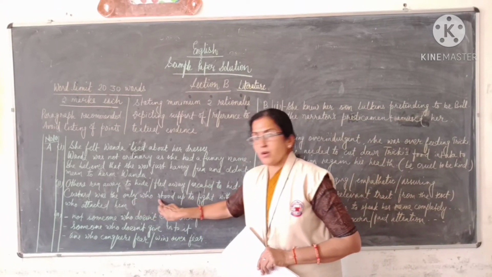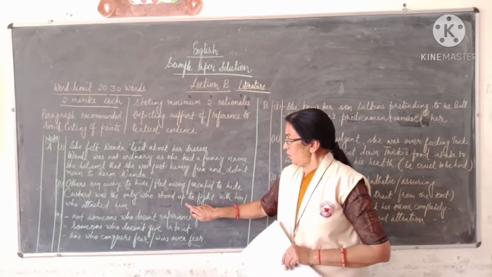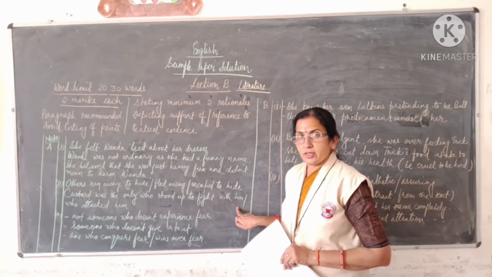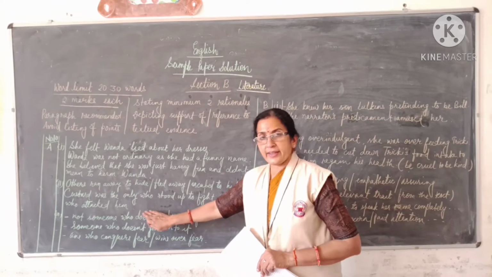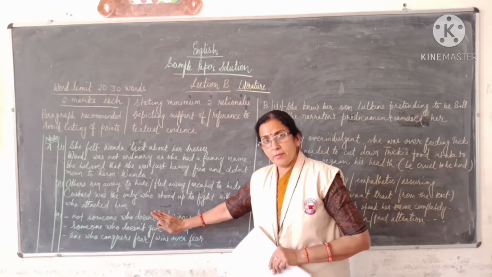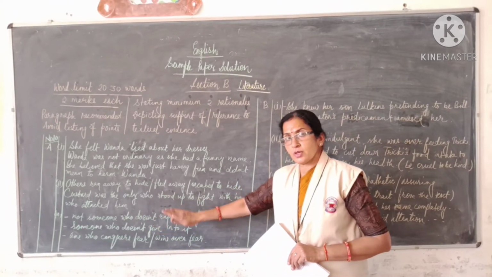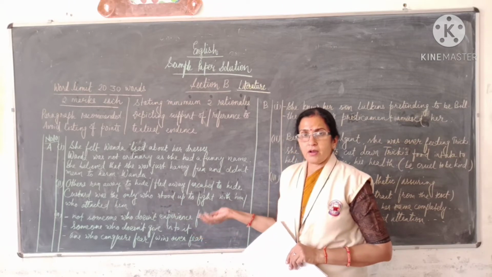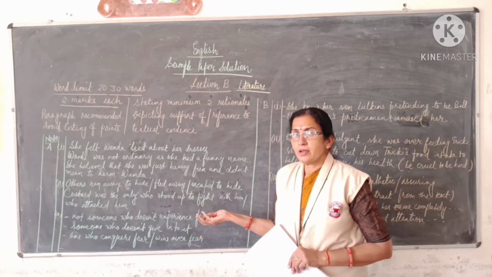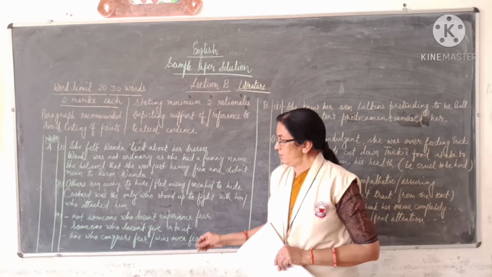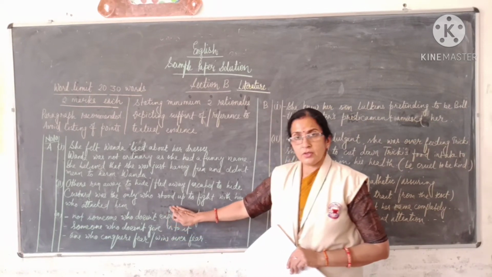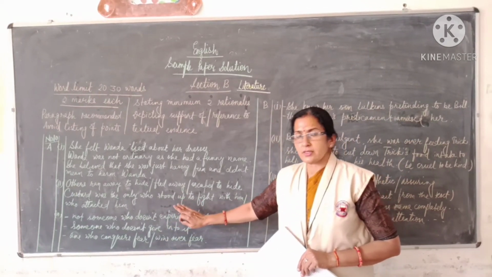And Custer was the only one who stood up to fight with him, or who attacked him, or who attacked the pirate. So these are the two rationales, and your word limit will be completed and the answer will be completely correct. So this way you have to write the complete answer.